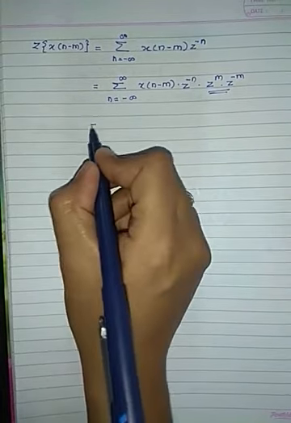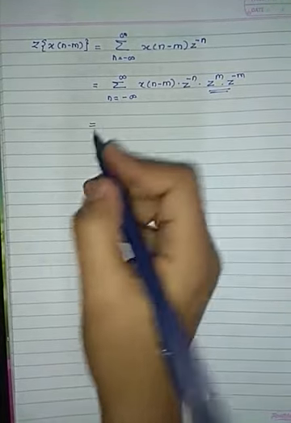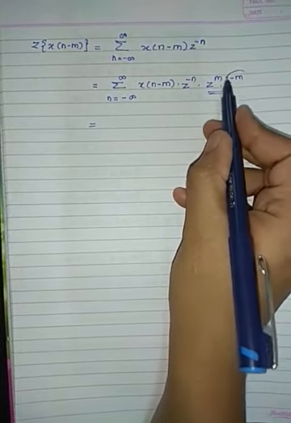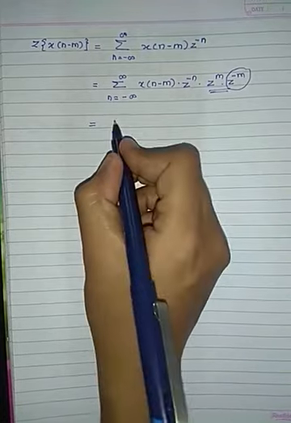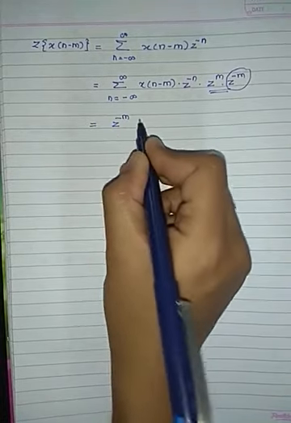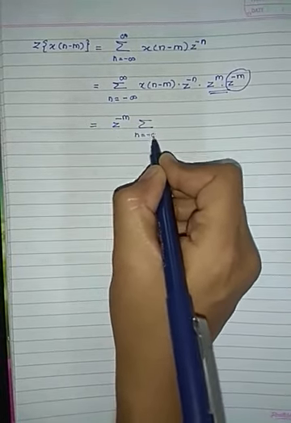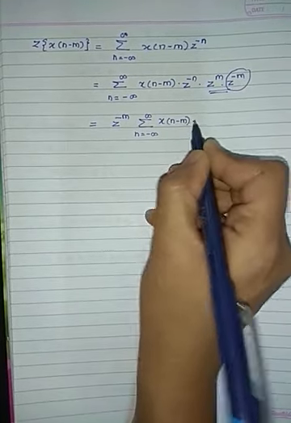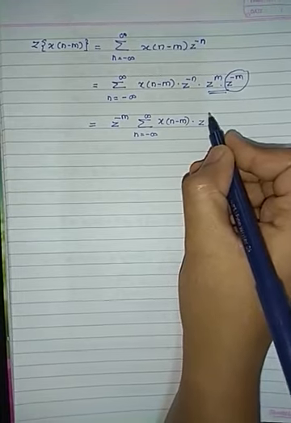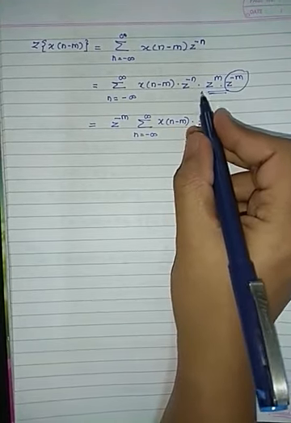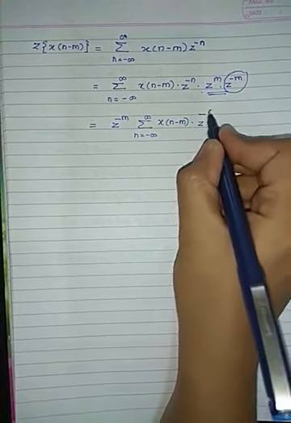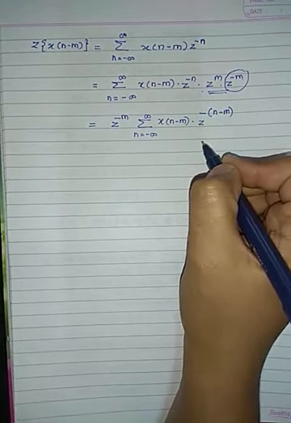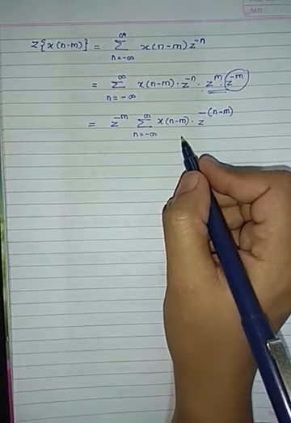Now here we will combine the z terms. As this term is independent of n, we will take it outside. So it will be z raised to minus m, summation from n equal to minus infinity to plus infinity of x of n minus m into z raised to, combining these two terms, minus n minus m.